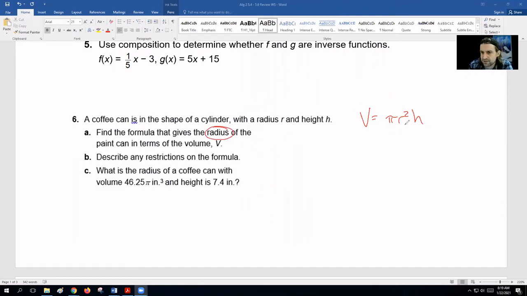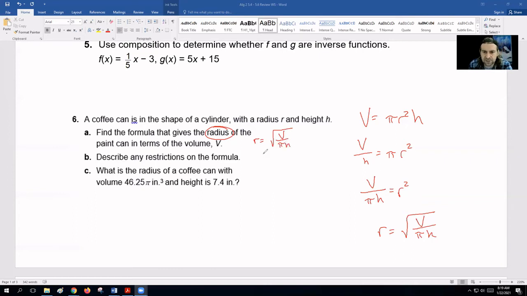All right, so here we go. To get the radius by itself, the first thing we do is divide by h. So v divided by h equals pi r squared. We could have done two steps at once. And then we divide by pi, so v divided by pi h is equal to r squared. Then we take the square root. We're dealing with actual real numbers here, so we don't need the plus or minus because we would never have negative volumes. So the radius is equal to the square root of v divided by pi h. There's the first part: radius equals the square root of v divided by pi h.